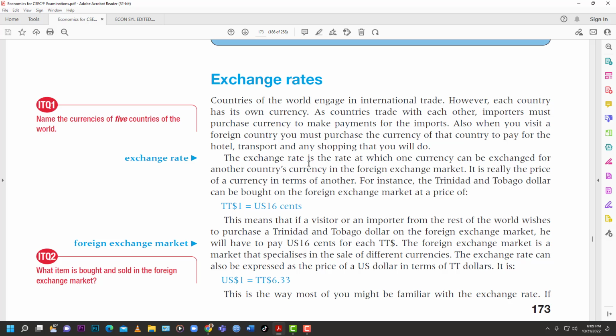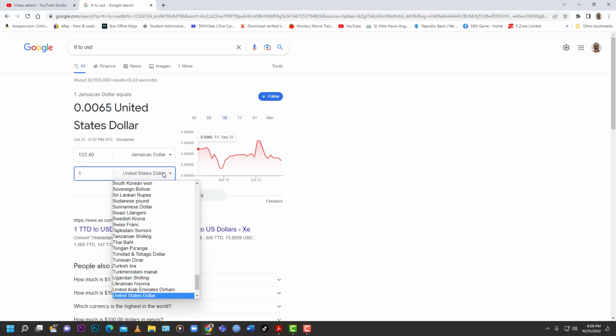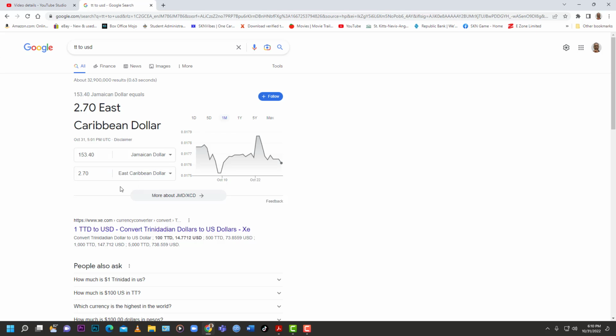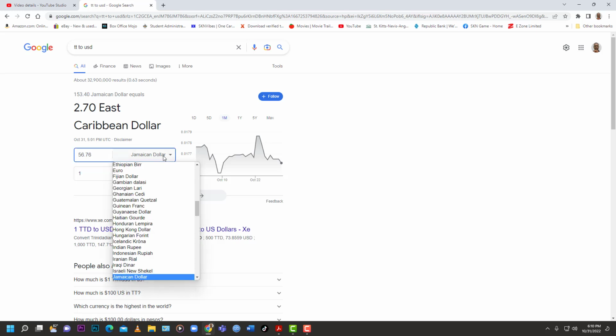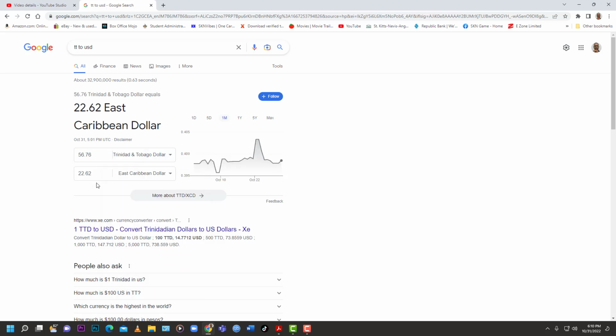And there are so many currencies in the world that you could go on and on looking at the various exchange rates. But Google right here can be your friend. If you search Eastern Caribbean dollar to Jamaican dollar, look at that. So 1 EC dollar equates to 57.76 Jamaican dollars. If you do that into Trinidad dollars, 1 EC equates to 2.51 TT dollars.